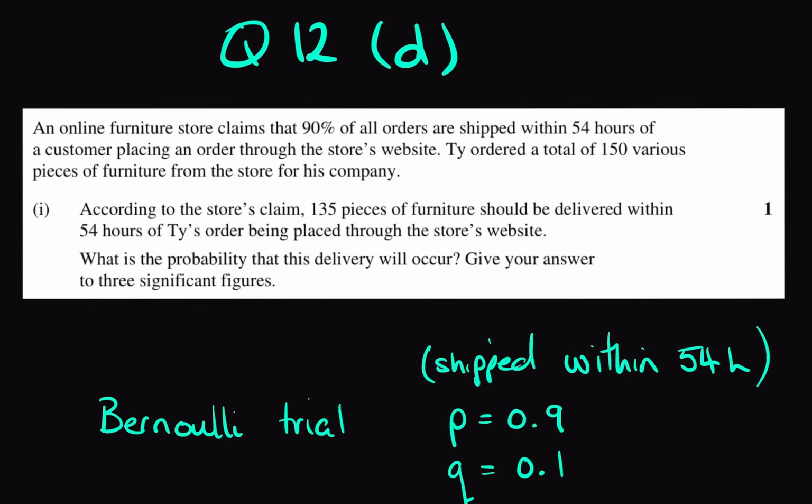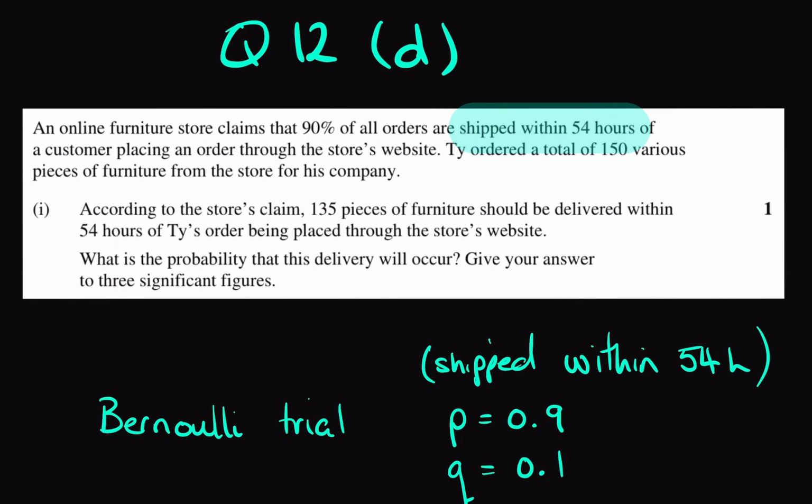Okay, question 12, we're looking at a Bernoulli distribution, and then we're looking to apply our knowledge of the binomial distribution and then a normal distribution. So first of all, looking at the initial problem, I know it's a Bernoulli trial because we either have orders being shipped within 54 hours or they're not shipped within 54 hours. They're the only two outcomes that I'm concerned with.